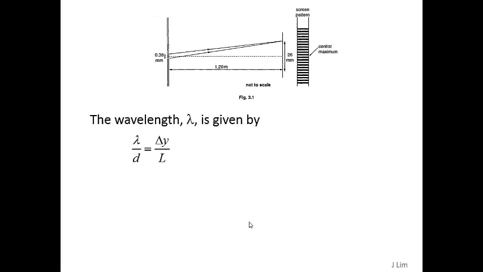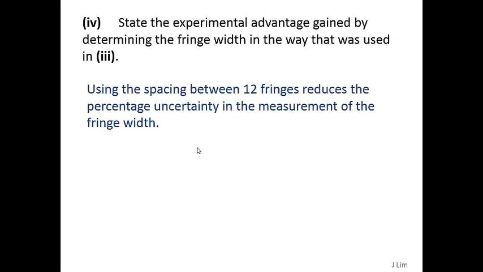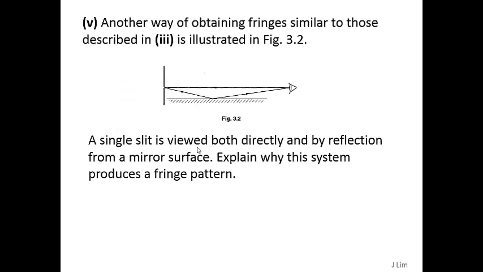The wavelength is given by this relationship. So we have a wavelength of 686 nanometers. State the experimental advantage gained by determining the fringe width in the way that was used in part 3. Using the spacing between 12 fringes reduces the percentage uncertainty in the measurement of the fringe width.